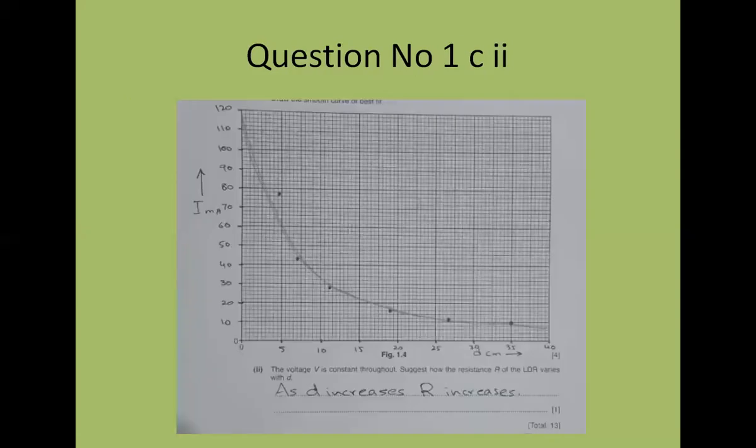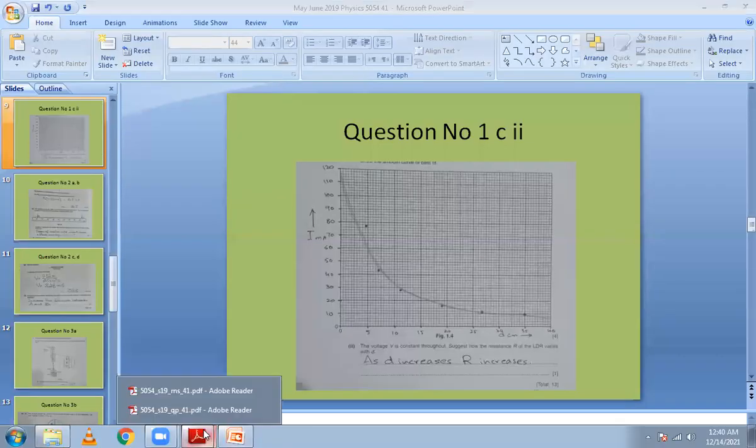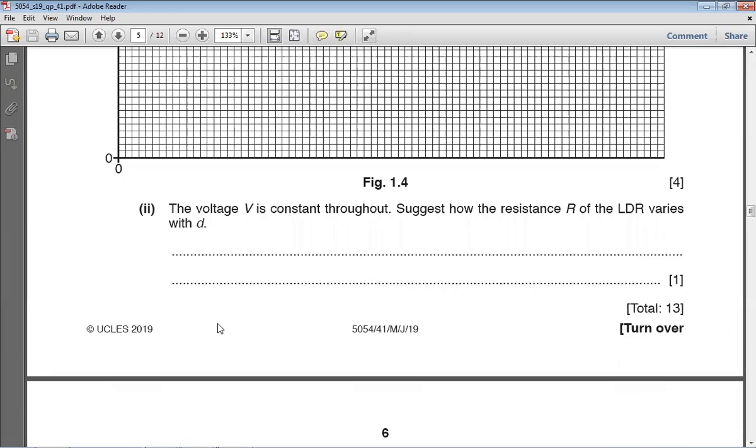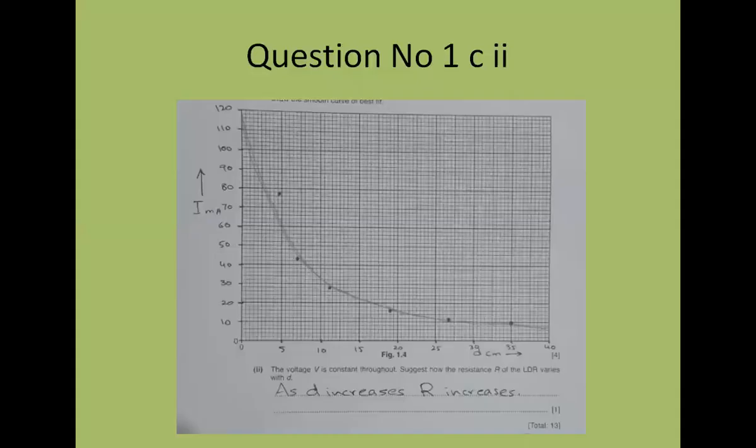So that was 4 marks. The next question, let me read the question from the paper and then we will see. It says that the voltage V is constant throughout. Suggest how the resistance R of the LDR varies with the D.